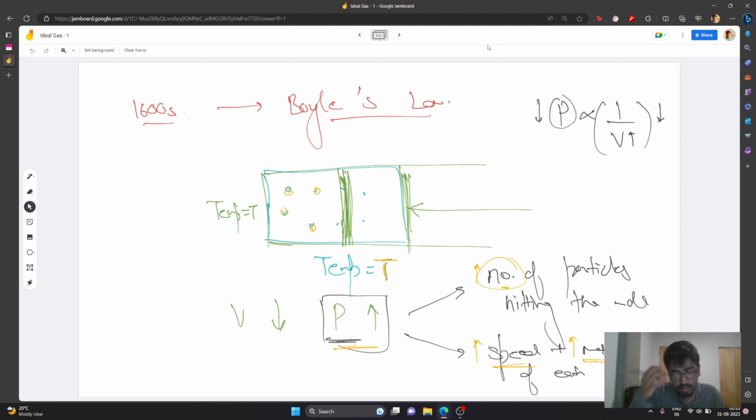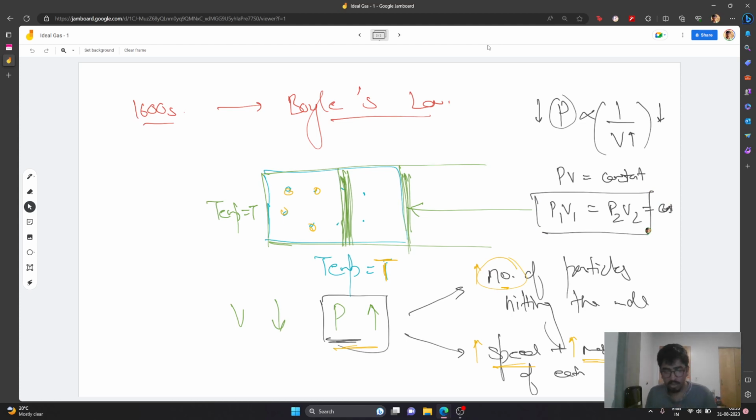This is another way of writing the same thing: PV is a constant. So in one scenario you have a pressure value and a volume value, and in the second scenario you have a pressure value and a volume value. So P1 V1 is equal to P2 V2. This will always be that same constant. This is what Boyle found, which was an interesting conclusion already.